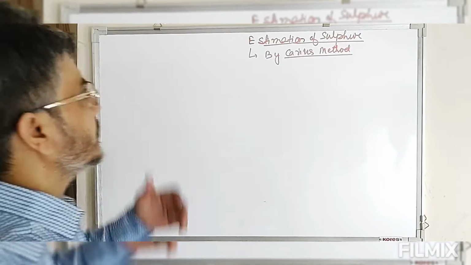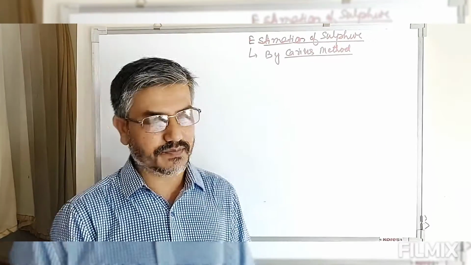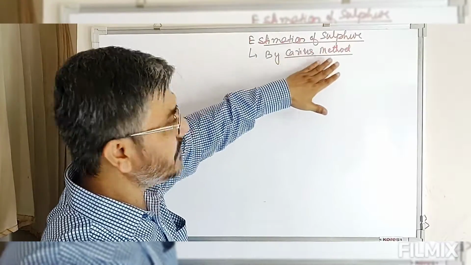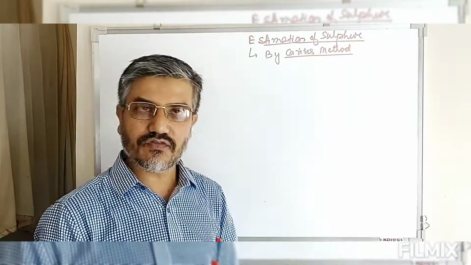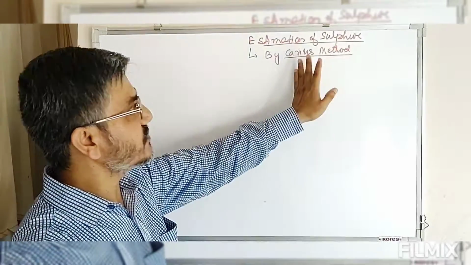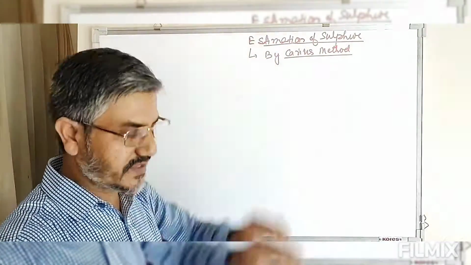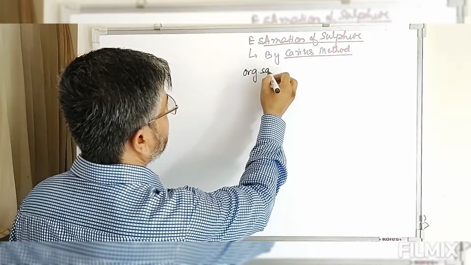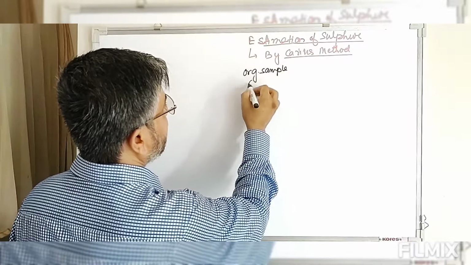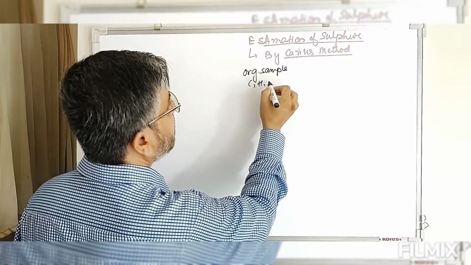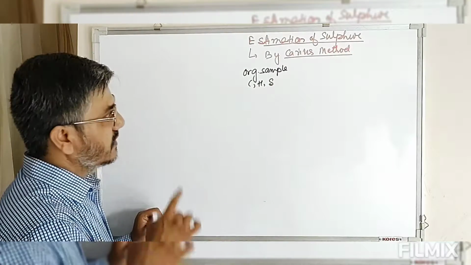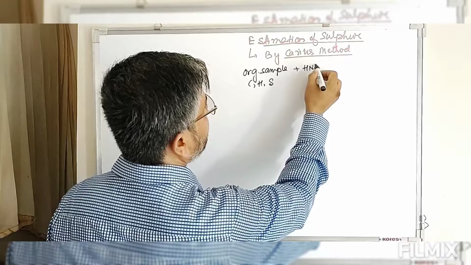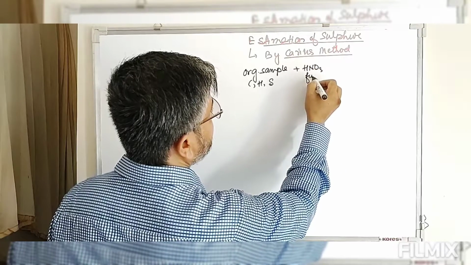Next we have estimation of sulfur present in the organic sample. Now again, estimation of sulfur is by the same method which was used for the estimation of halogen. So again, estimation of sulfur is by Carius method. So what is happening is, we take this organic sample containing carbon, hydrogen, suppose we have this sulfur. Now this sample is heated with fuming nitric acid.